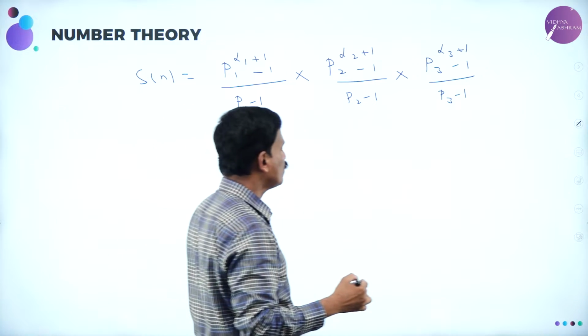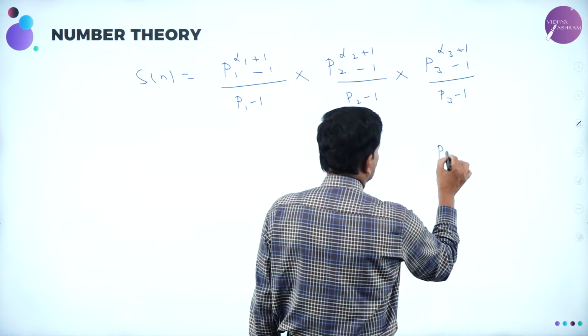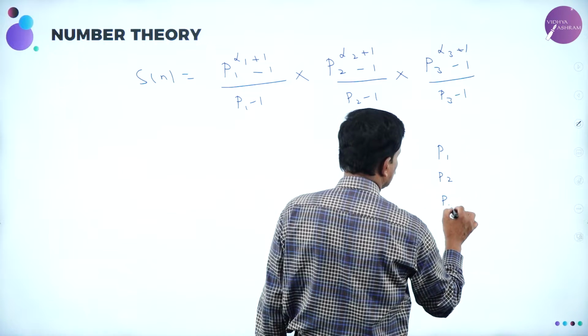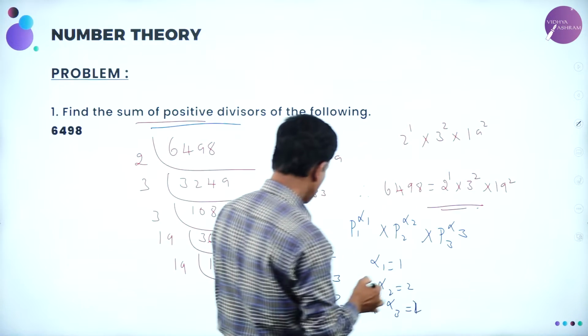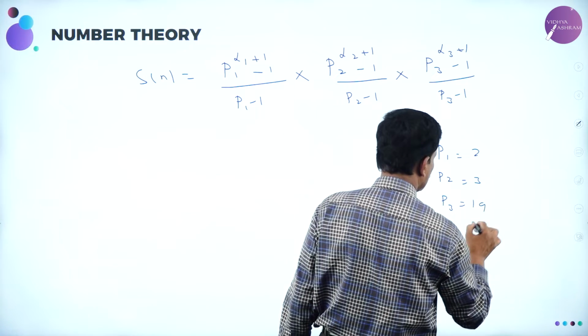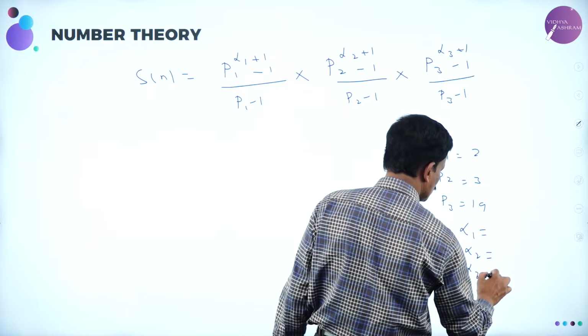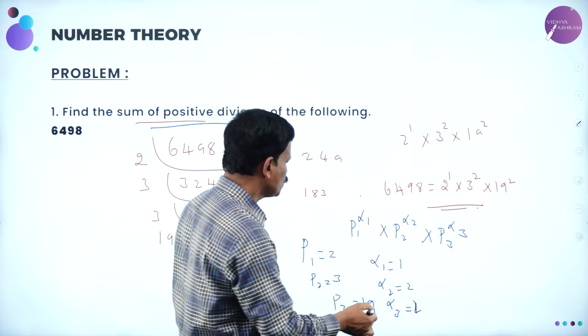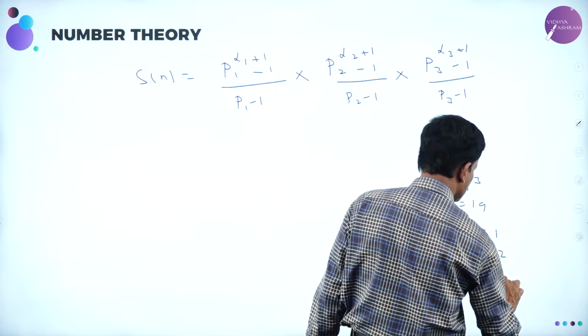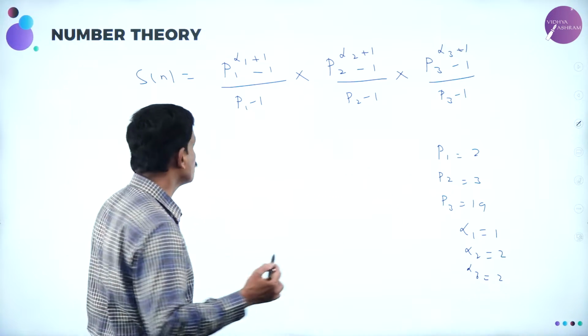Now let me write the values of P1, P2, P3. What is P1, P2, P3? P1, P2, P3 is nothing but 2, 3 and 19. Alpha 1, alpha 2 and alpha 3 is nothing but 1, 2, 2. Okay. Now let us substitute here.